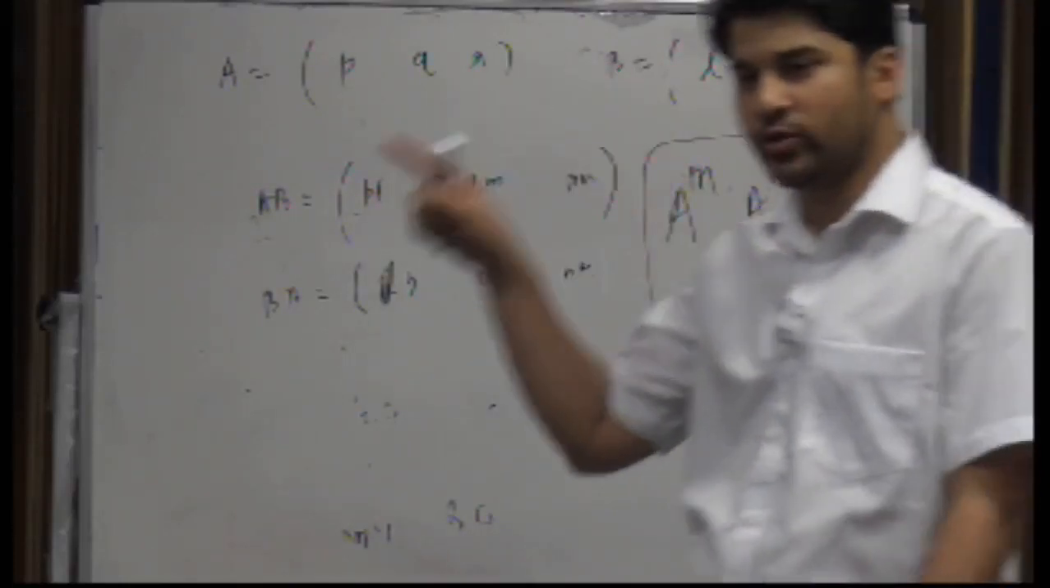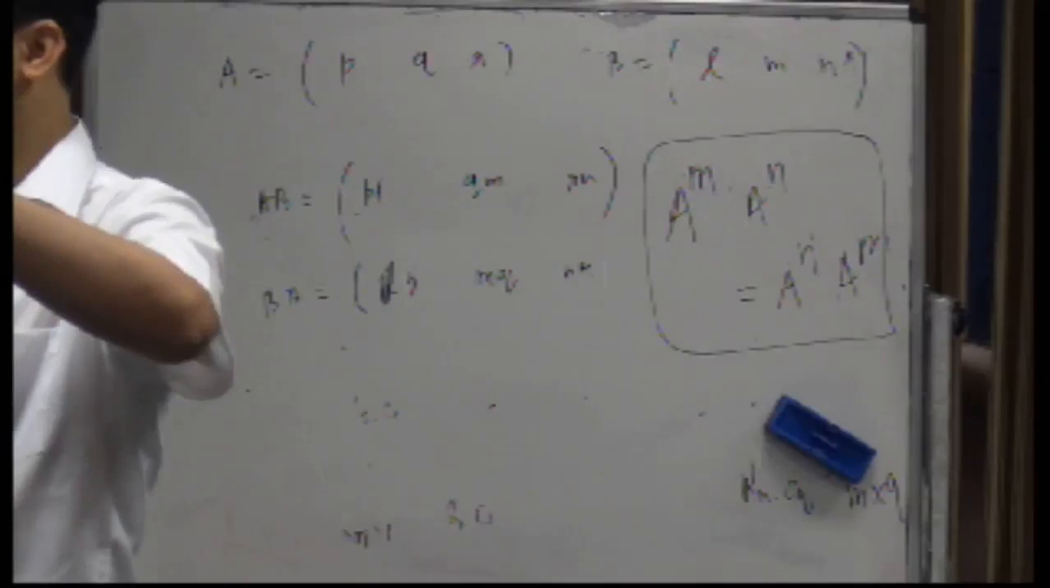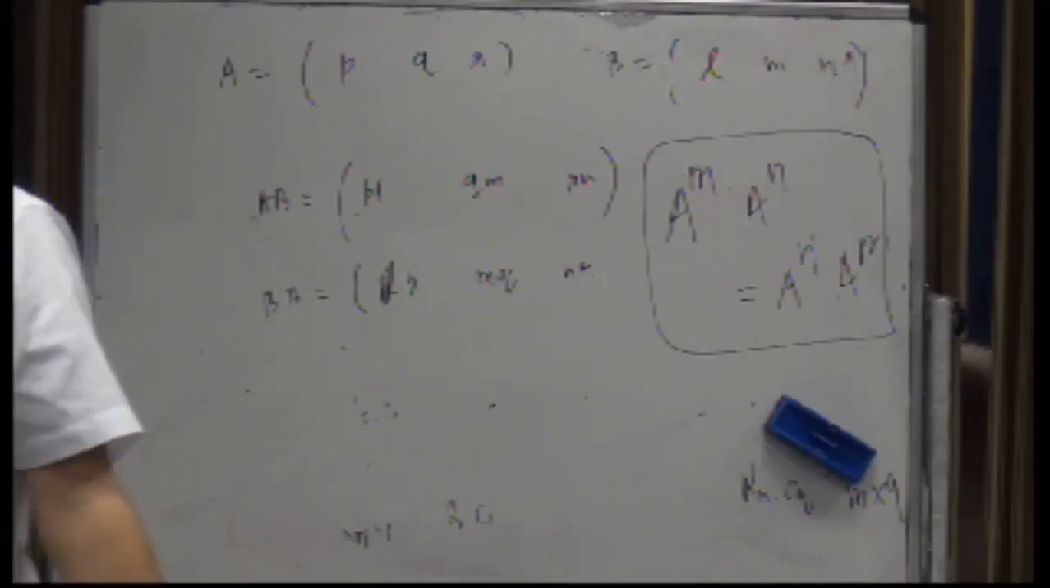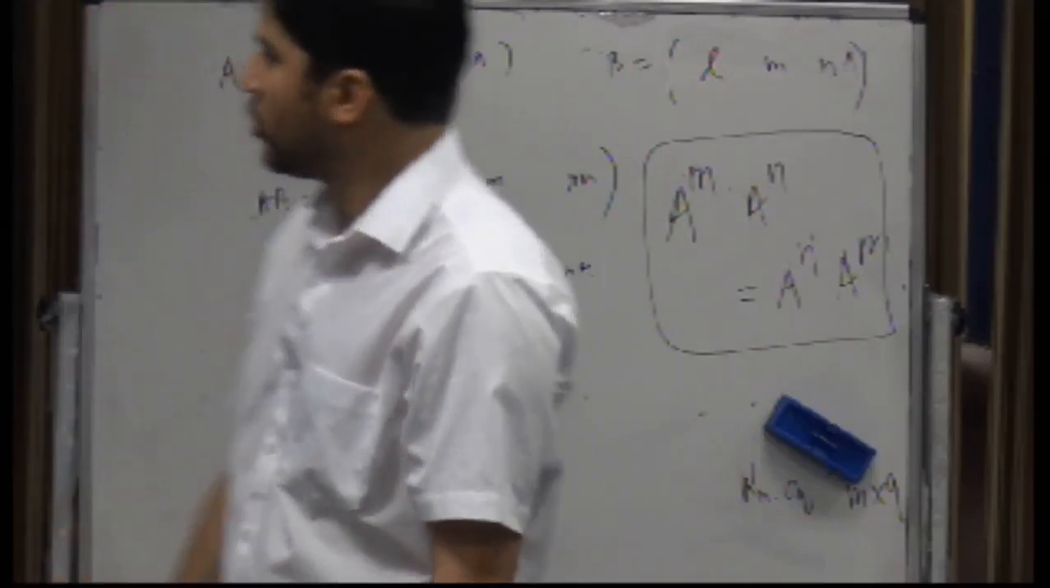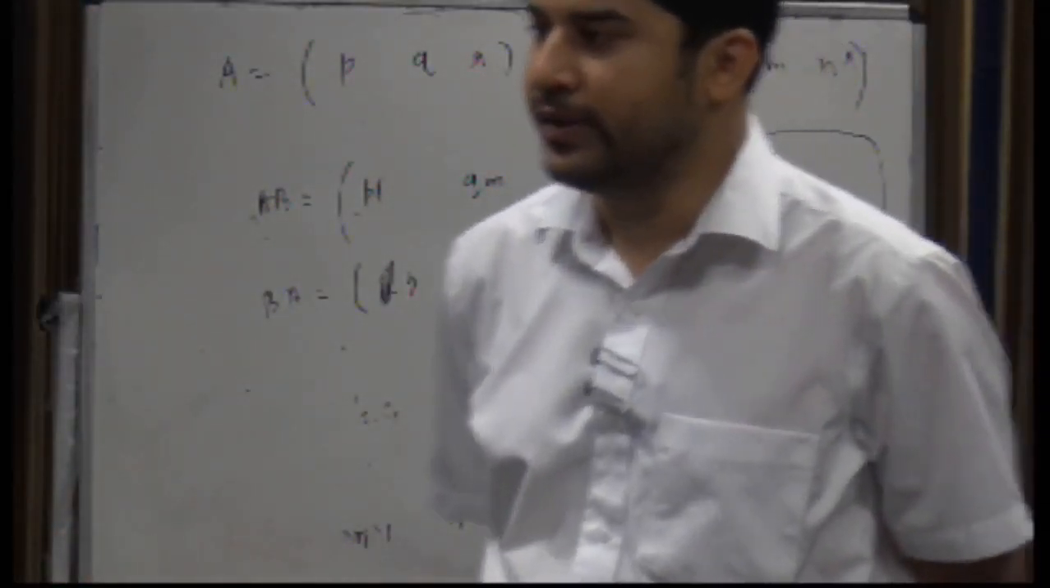We'll explore more about the commutative property further. Okay, so if you want to write a to the power 5, you can write a to the power 5 is equal to a square into a cube, or a cube into a square, right or wrong? A square would be some matrix, let's say C, and a cube would be some different matrix D. So I can say C and D are commutative in nature. Clear? Okay, now coming to the next very important terminology of matrices called transpose.